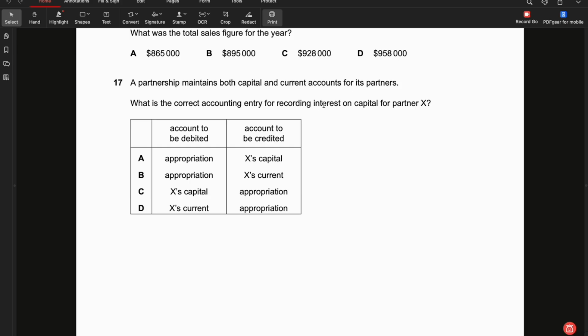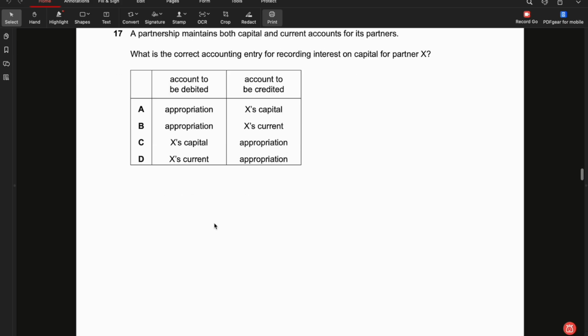So when we received interest on capital, my current account balance will increase. So we write it on the credit side. Now this money is coming from appropriation account because interest on drawings, interest on capital, partner's salary, and then share of profit will be given through appropriation account. So your correct journal entry out here is appropriation account is to be debited and X current account should be credited. So option B is your right answer. 17 is B.